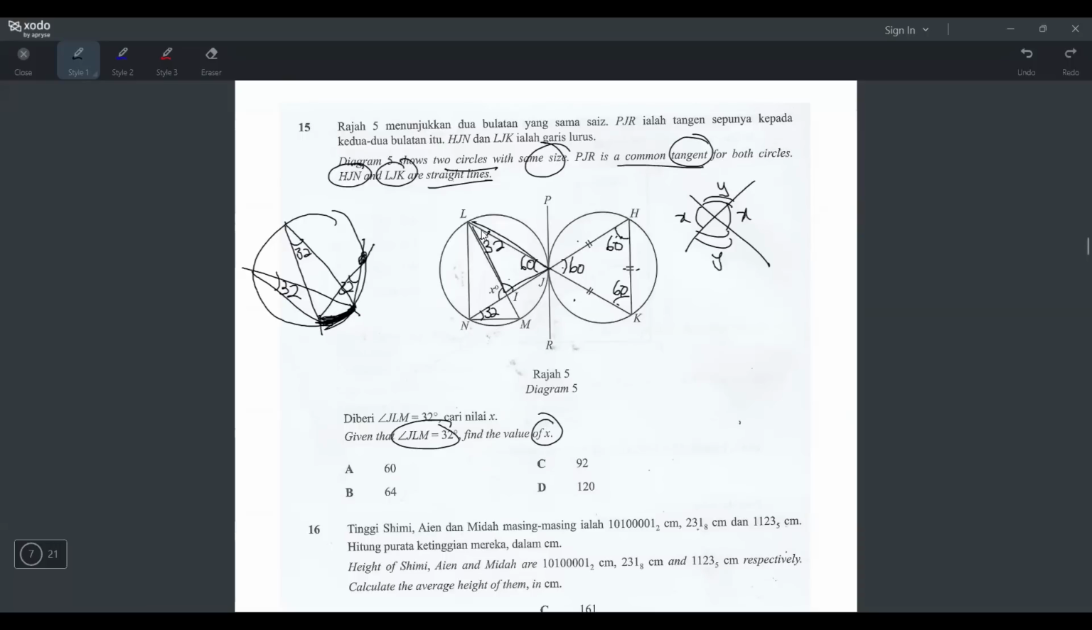Okay, this is a triangle. Triangle, the sum of angles is 180. So what is 180 minus 60 minus 32? 88. Okay, 88. So this angle is 88.